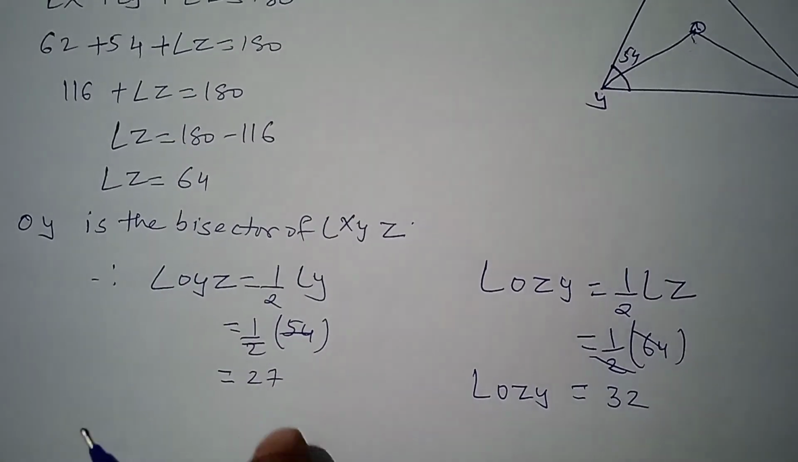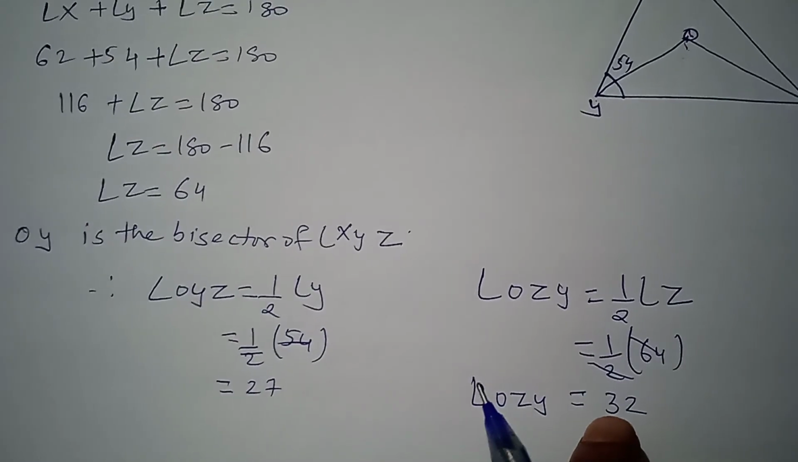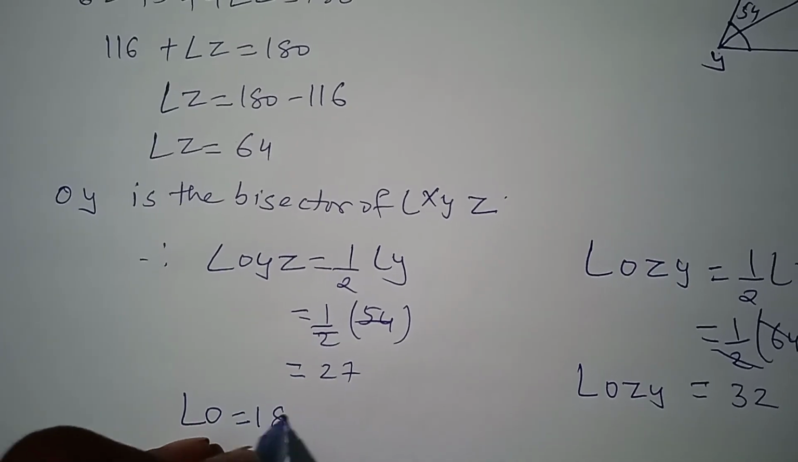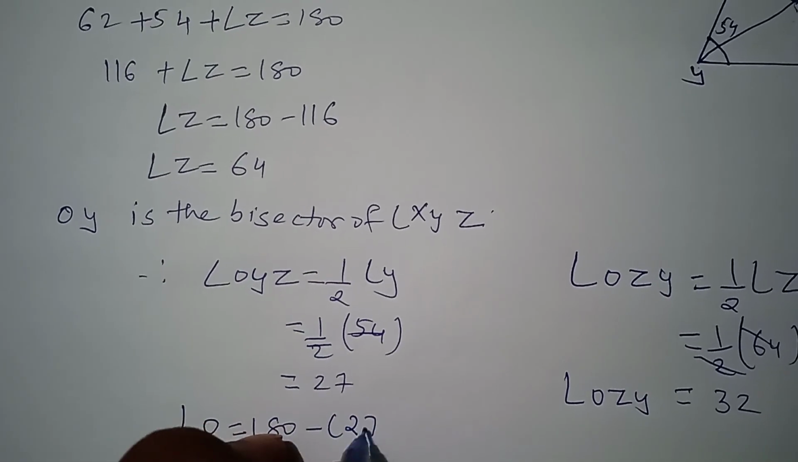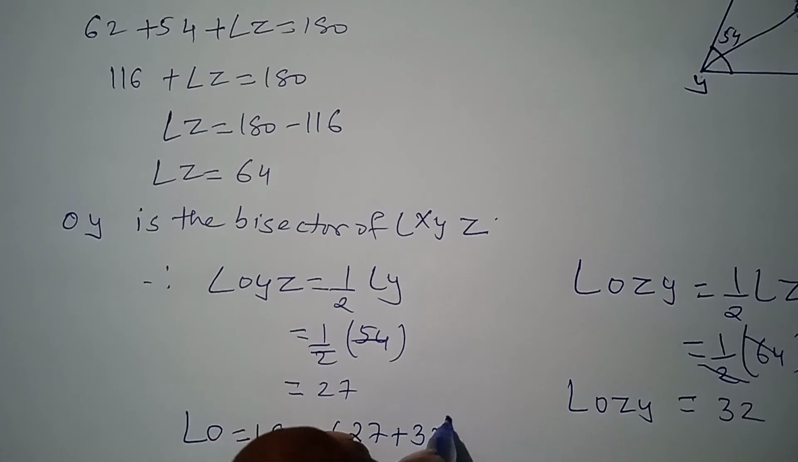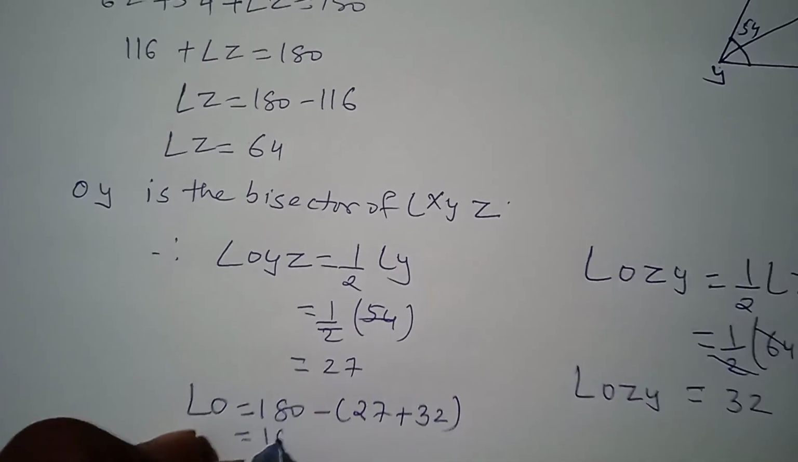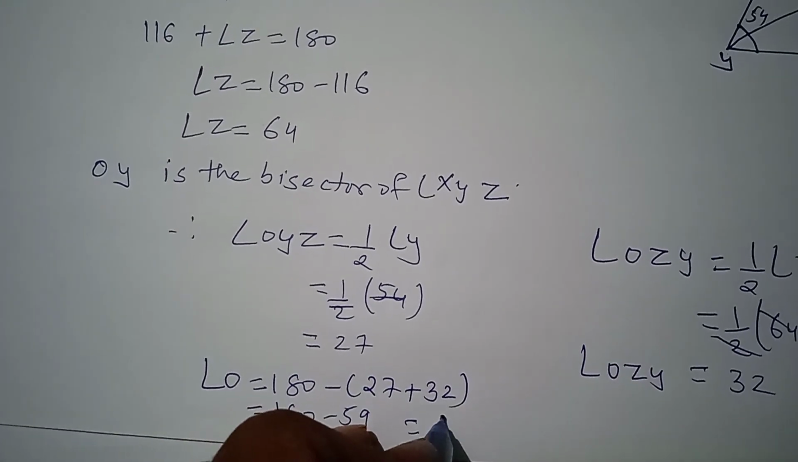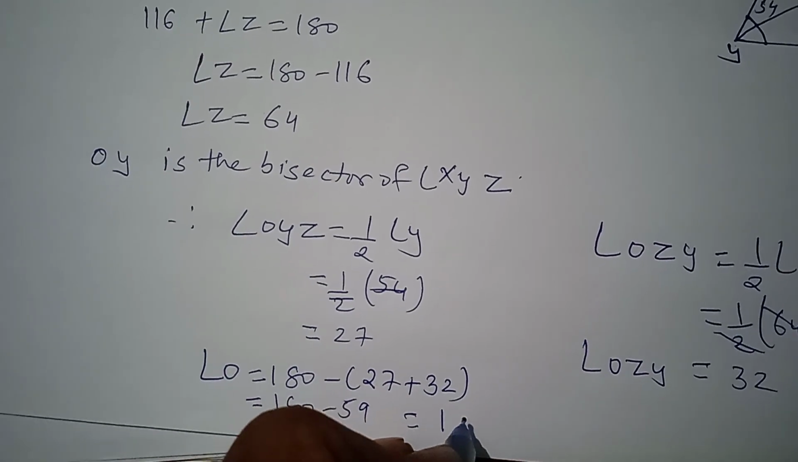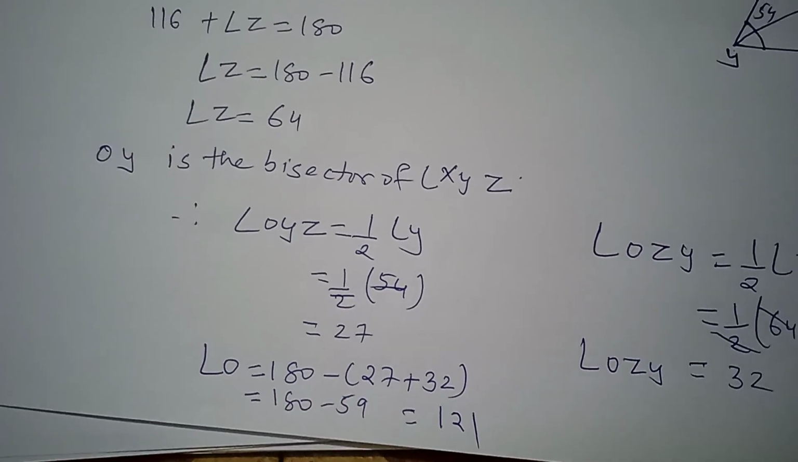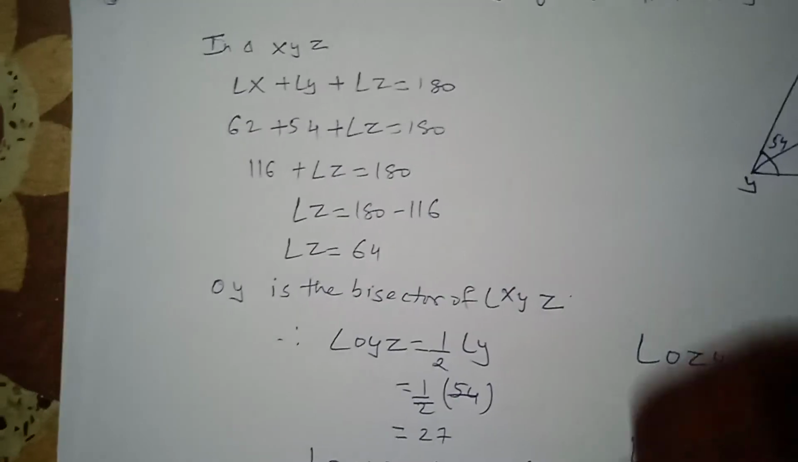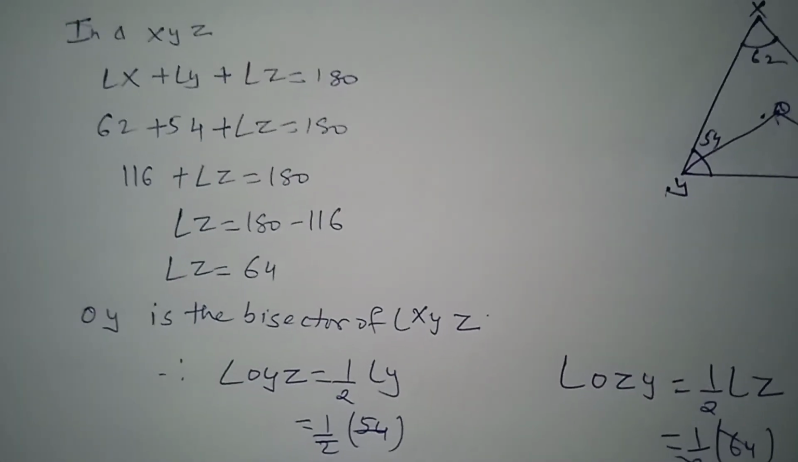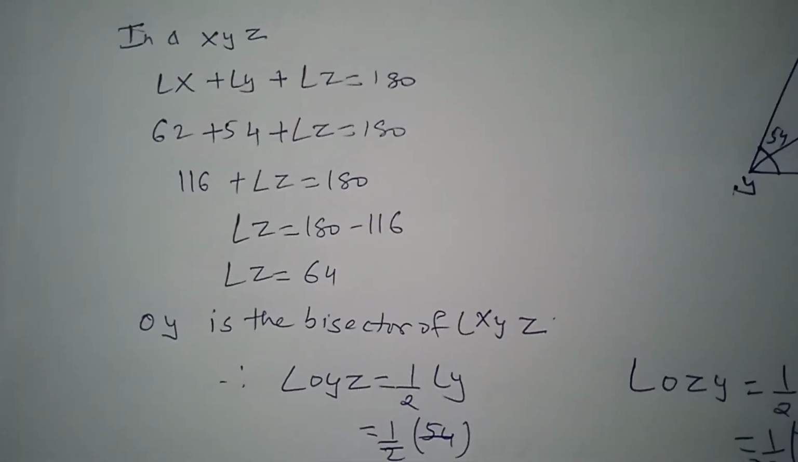But we are having Y value 27 and Z value 32. Therefore, angle O is equal to 180 minus the sum of 27 and 32, which is 180 minus 59, is equal to 121. This is the answer for angle YOZ. Here we have completed exercise 6.2.